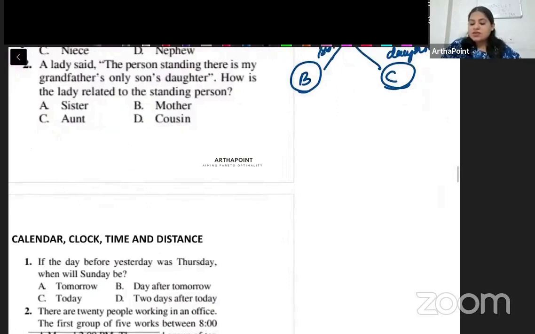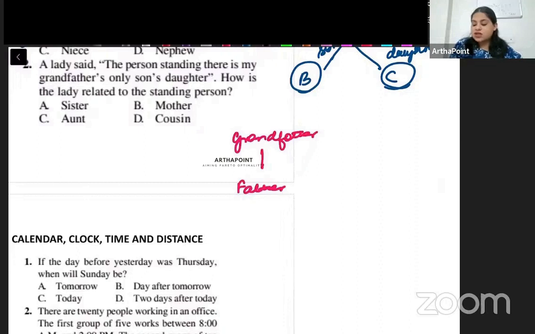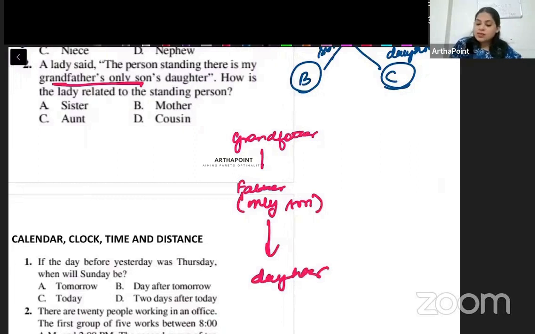A lady said, the person standing there is my grandfather's only son's daughter. So grandfather's only son. Below grandfather aata hai beta father. He is the only son. Only son ka daughter. Okay. The lady said the person standing there is my grandfather's only son's daughter. How is the lady related to the person standing there?